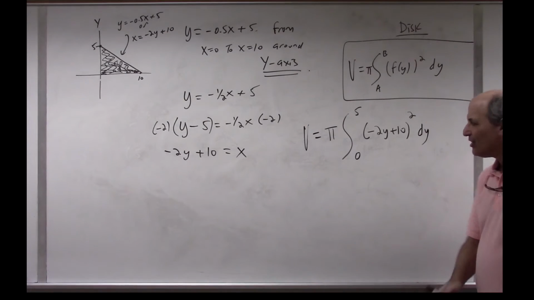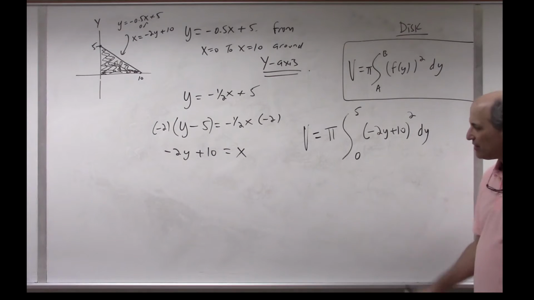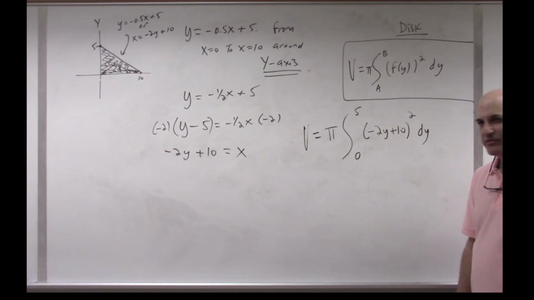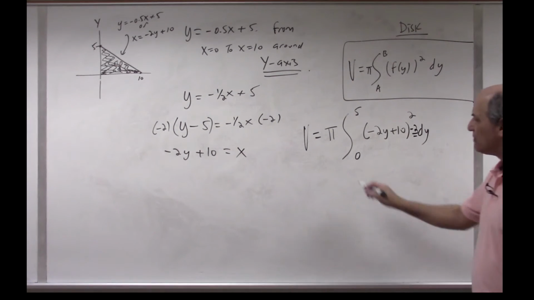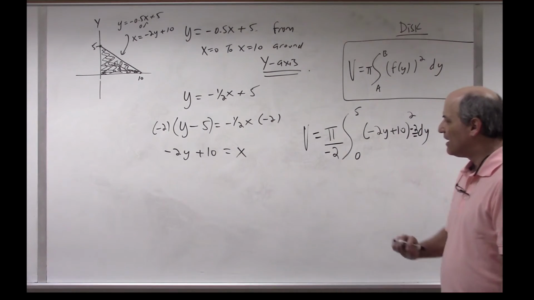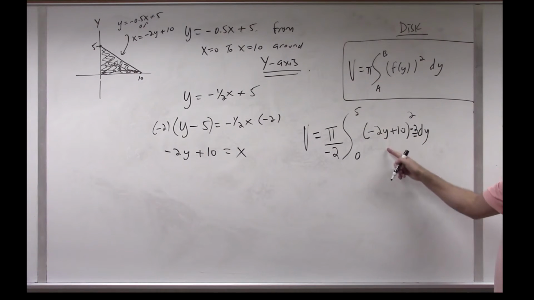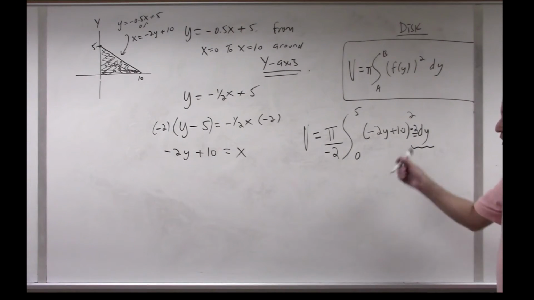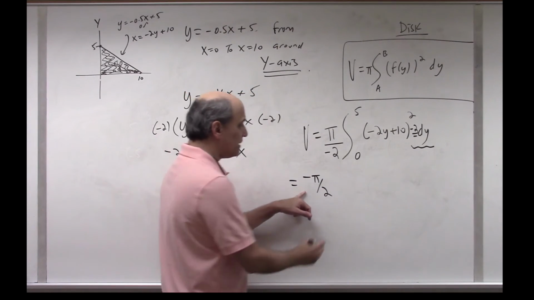This is awfully close to something raised to a power sitting next to its derivative. The derivative of negative 2y plus 10 in terms of y would be negative 2. I can fix that by multiplying by negative 2 on the inside and dividing by negative 2 on the outside. I now have something raised to a power. This whole thing here, negative 2 dy, is my du. So minus pi over 2 stays on the outside.